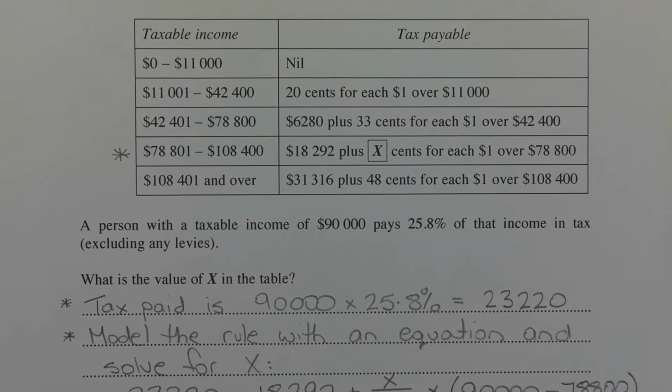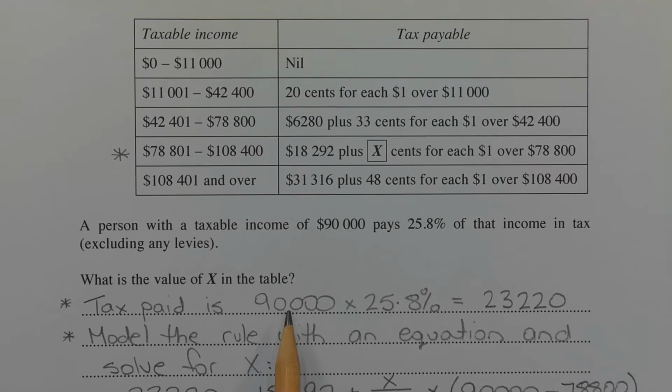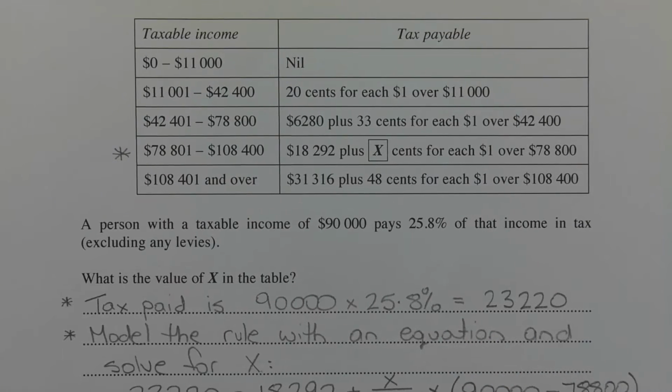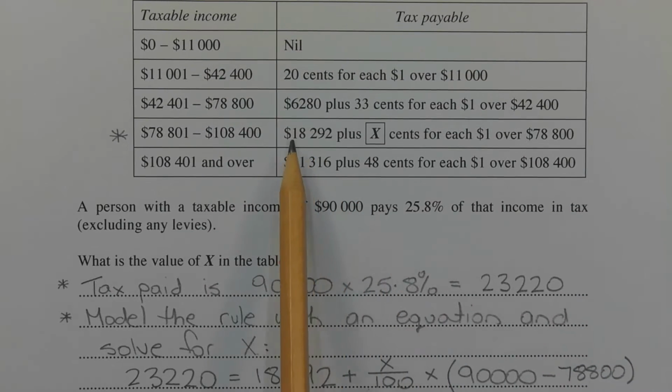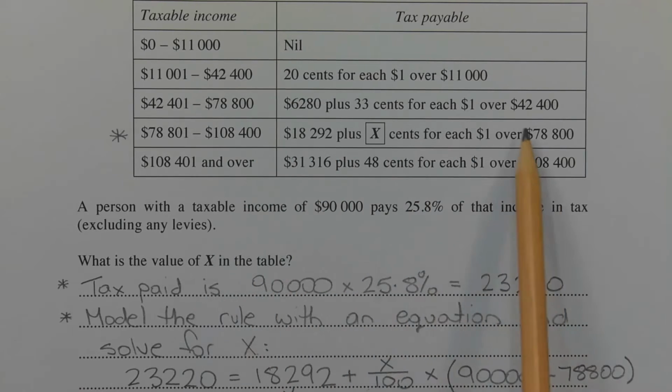My first calculation is to work out the tax paid on this taxable income of $90,000. It's given in the question that 25.8% of $90,000 is paid in tax, so that's a simple enough calculation. The tax paid is $90,000 times 25.8%, which equals $23,220.